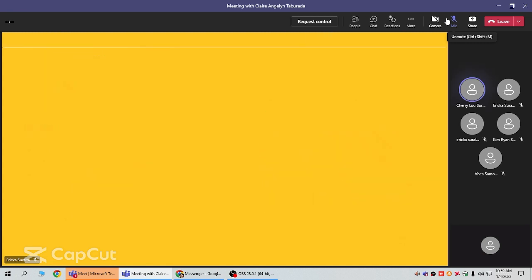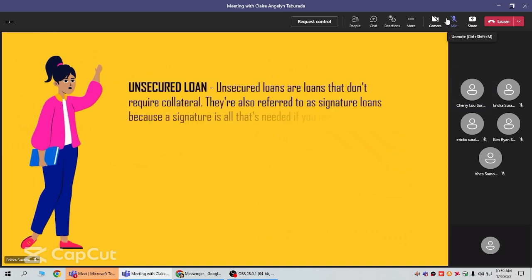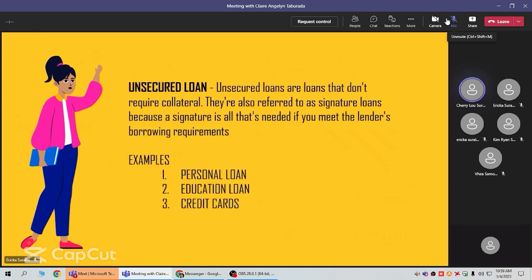The second type of loan is unsecured loan. Unsecured loans are loans that don't require collateral. They are also referred to as signature loans because a signature is all that is needed if you meet the lender's borrowing requirements. Examples of unsecured loans are personal loan, education loan, and credit cards.